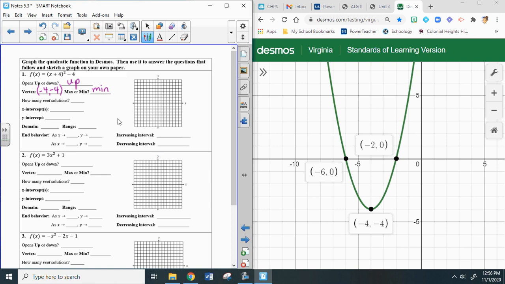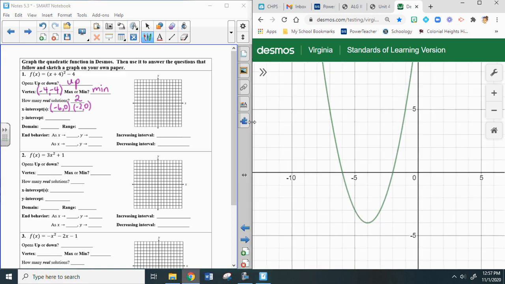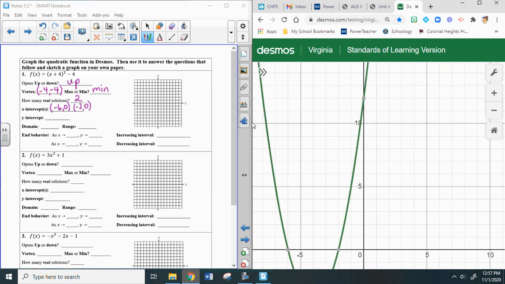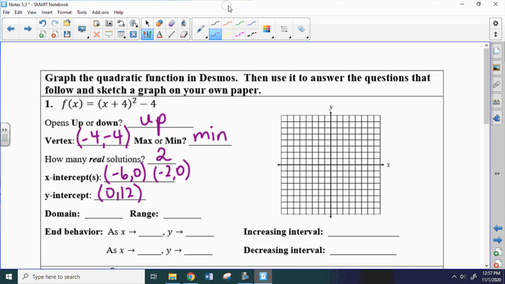All right, and then I want to know how many real solutions this thing has. Well, that's really the same thing as how many x-intercepts this graph has, and you can see that it has 2, and then we're going to write them down. -6, 0, and -2, 0, and then we have to slide our graph around a little bit to find our y-intercept. It's all the way up here at 0, 12.